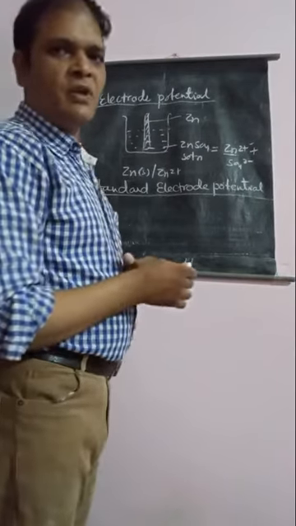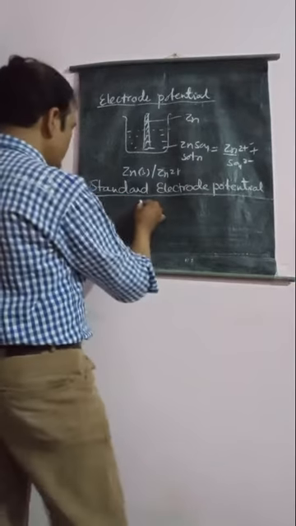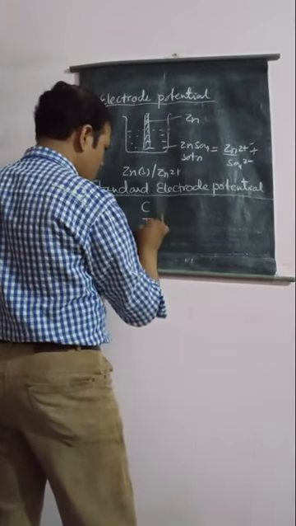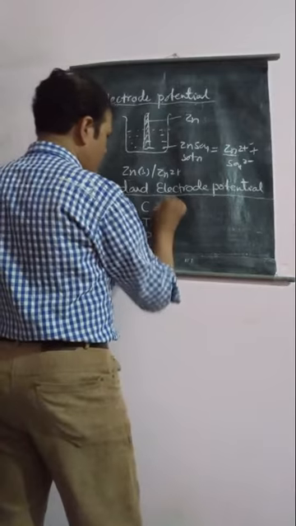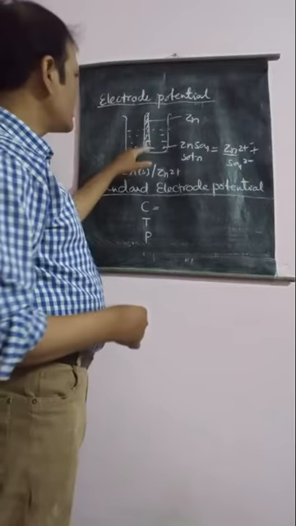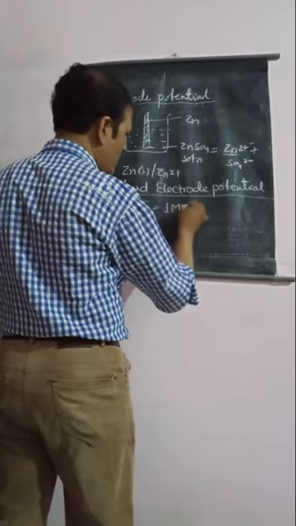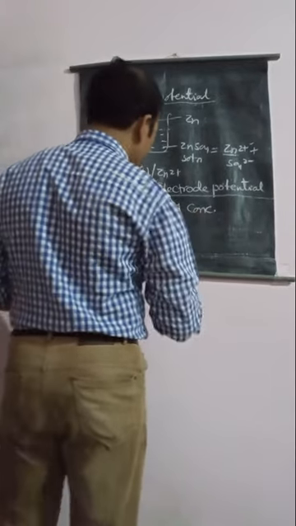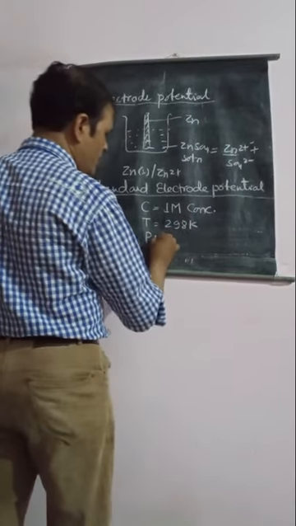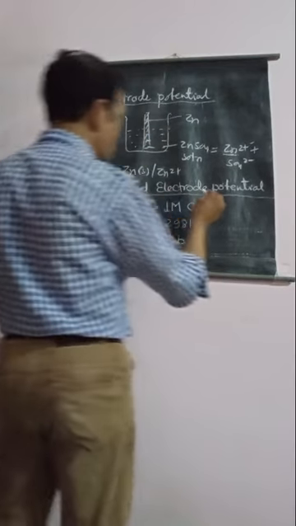As the word standard is given here, it means the conditions should be standard. We take 3 conditions: first is concentration, second is temperature, and third is pressure. What will be the condition of concentration? We generally take the concentration of the electrolytic solution present in this half electrode to be 1 molar concentration, and the temperature will be 298 Kelvin, and the pressure will be 1 bar. So these are the standard conditions for finding out the electrode potential.